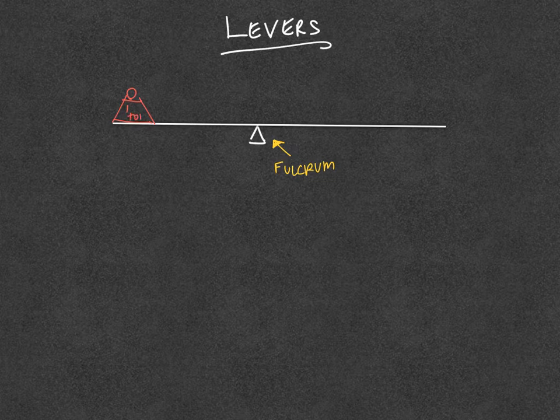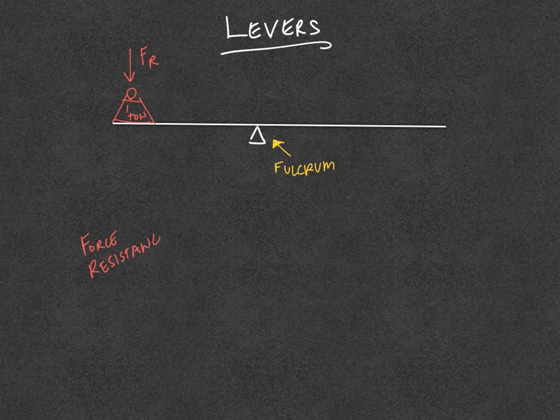We're going to have a weight, and we're going to call this the force of resistance, and label it FR. This can be in pounds or newtons or kilograms. This is just a force of resistance. This is essentially a static weight that is not human applied.